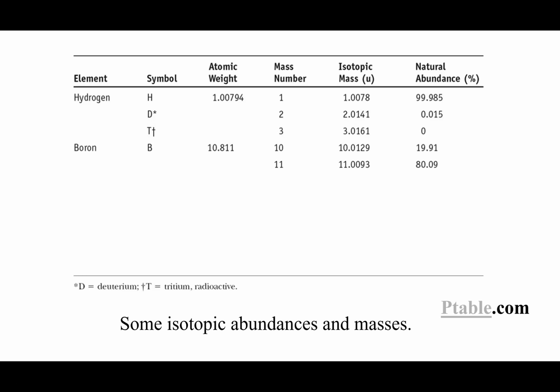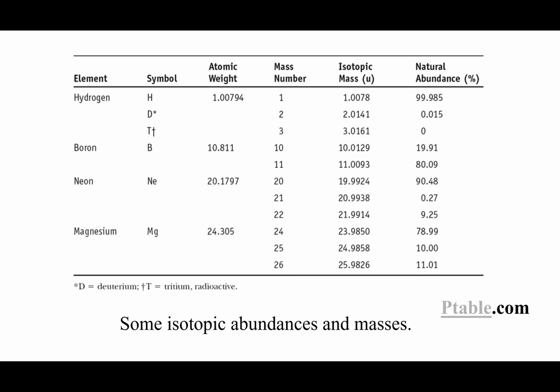Then another one I have up there is boron. We kind of looked at boron 10, boron 11, neon 2 isotopic forms, and magnesium 3 isotopic forms. Now, if you want to jot down www.ptable.com, because I'm going to go out to the internet and show you how cool I think that is.